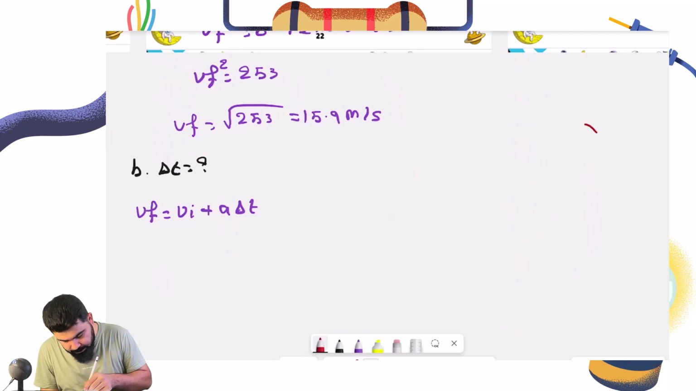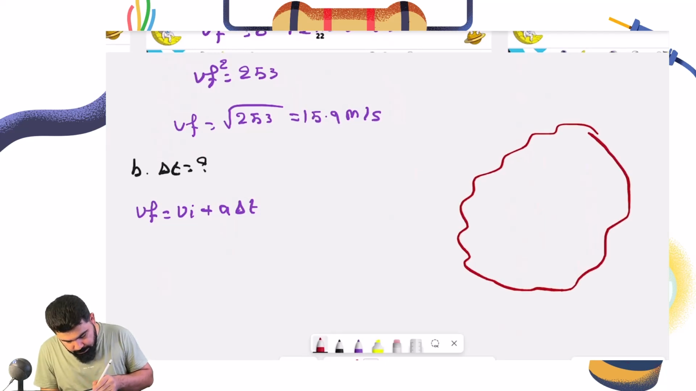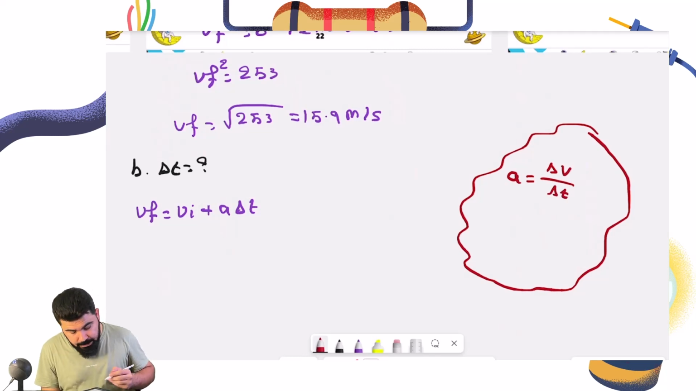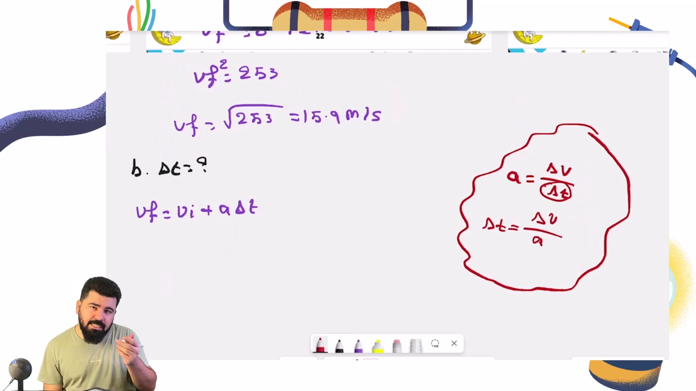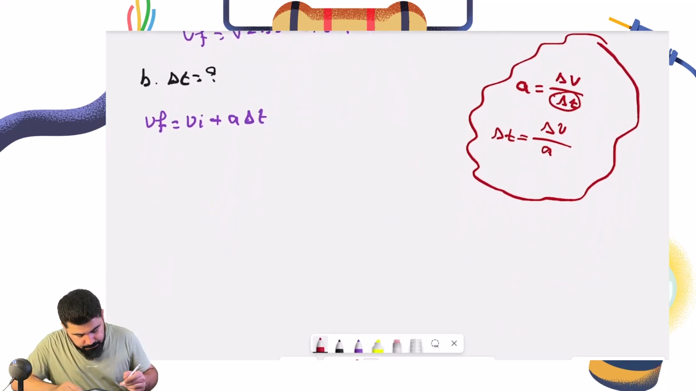Let me write this here. Acceleration is equal to delta V divided by delta t. And then we need to find delta t. So delta t is equal to what? It is equal to delta V divided by acceleration. You can use that equation too. And then delta V is equal to V final minus V initial. Let's use this so you can learn how to rearrange equations too.